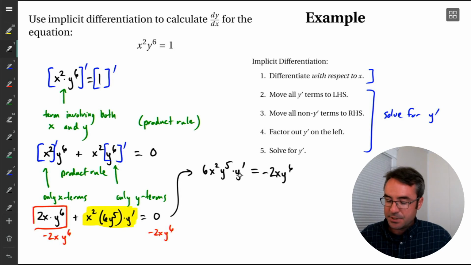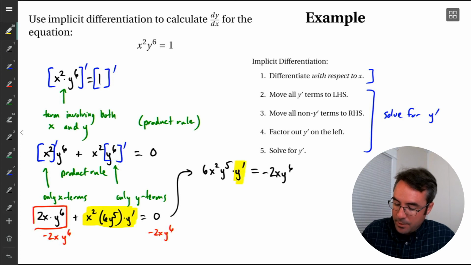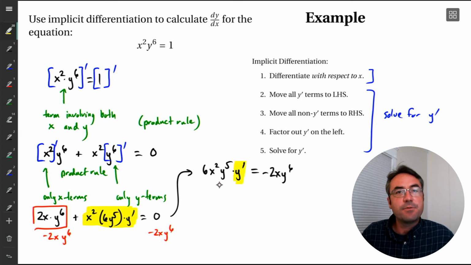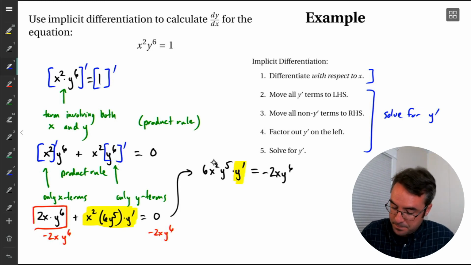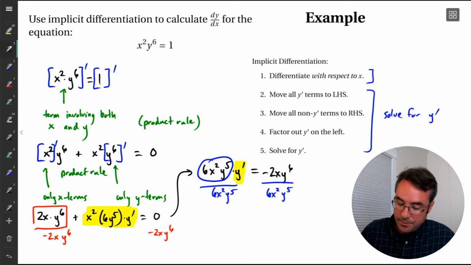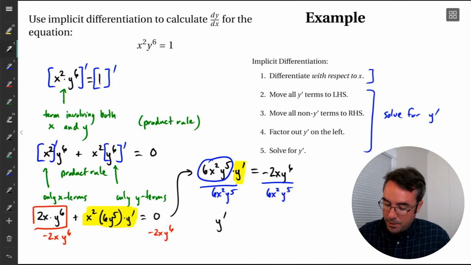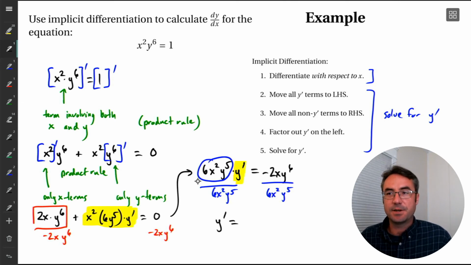And I want to keep solving for y prime. So really I want y prime all by itself. So this other stuff over here on the left, I'm going to divide by it. So I'm going to divide both sides by 6x squared y to the power 5. And so when I do that, I get y prime all by itself on the left. All these variables and constants are going to end up canceling. So I'm going to be left with just y prime.